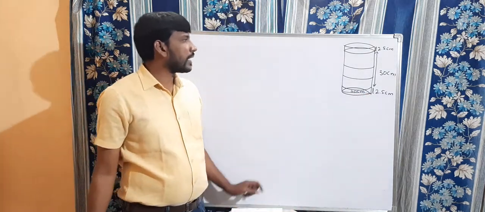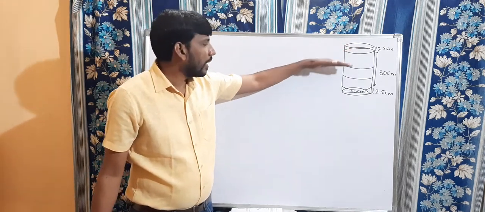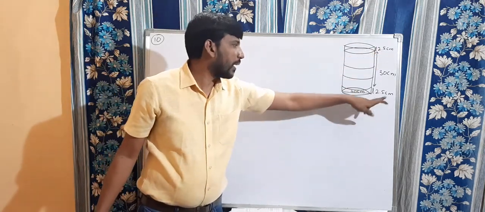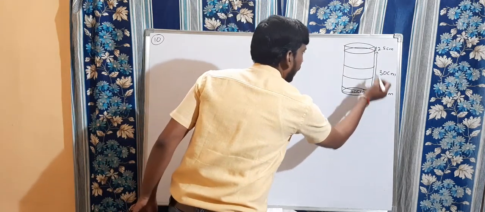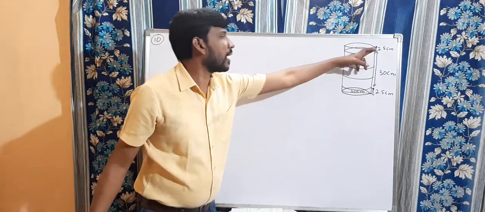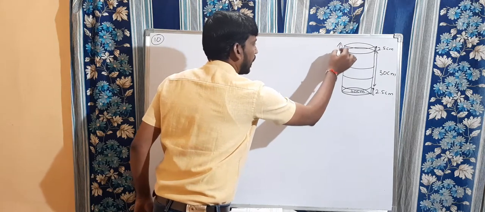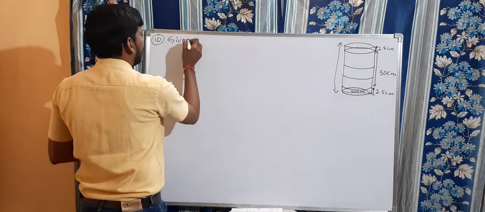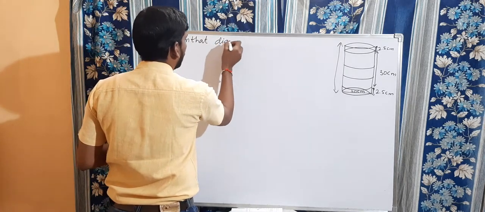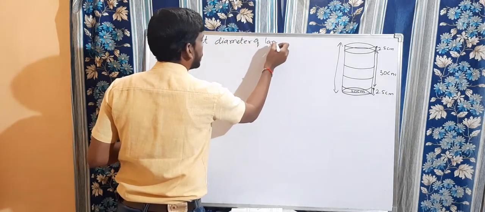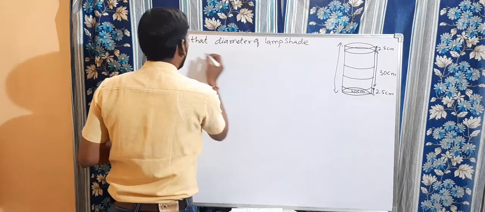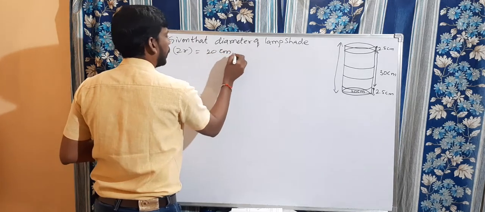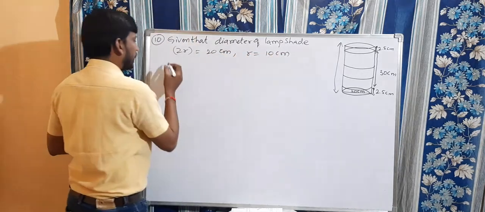So now the actual height of the lampshade is 30 cm, but the given margin for folding top and bottom is 2.5 and 2.5. Clear? So this part is 2.5, this part is 2.5. By adding these 2.5 and 2.5 to the 30, you will get the total height of the lampshade with margin. So now see this here. Given that diameter of lampshade is 2R, which is equal to 20 centimeter. Then R is equal to 10 centimeter.